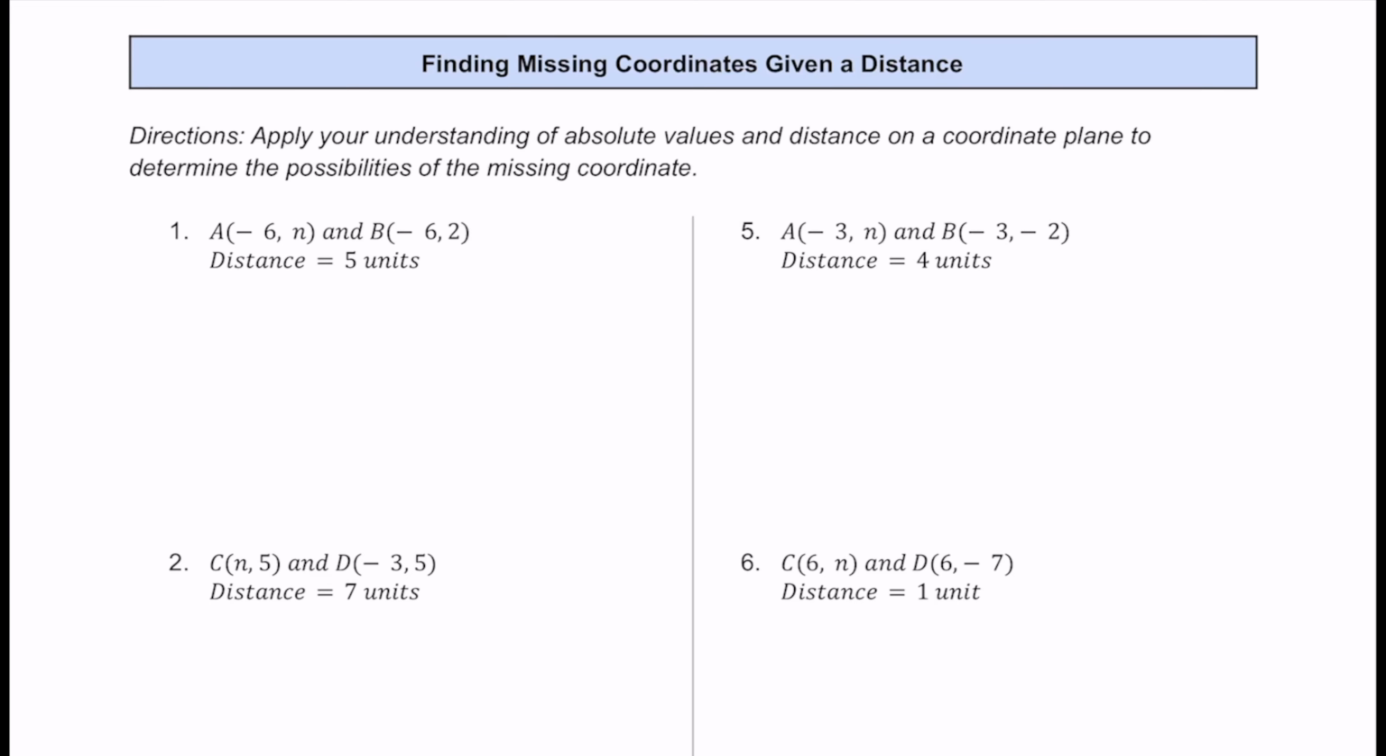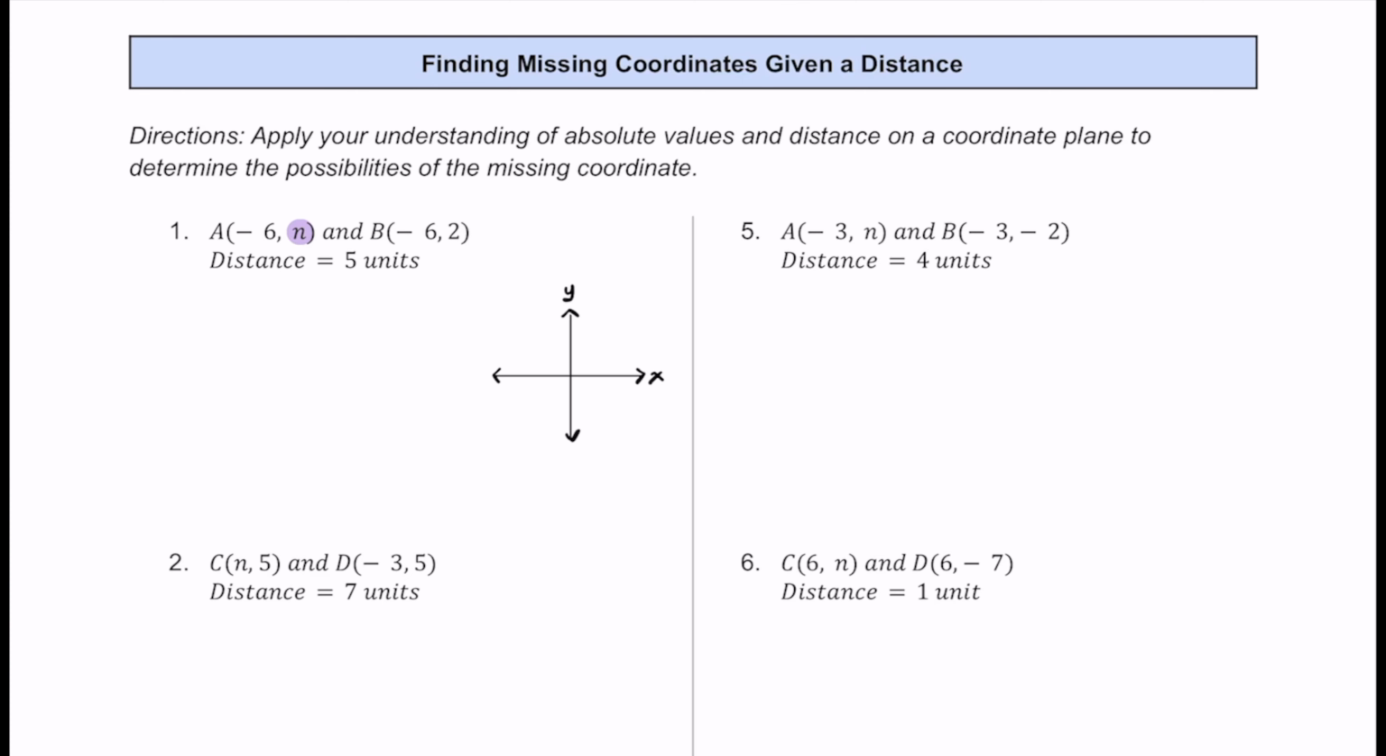Let's practice finding the missing coordinate of a given point when we have the distance between two ordered pairs. So for number 1, we have point A, which is located at (-6, n). We're missing the y coordinate. And we also have B, which is at (-6, 2). And we know the distance between these two points is 5 units. We're going to see what possible values n could be.